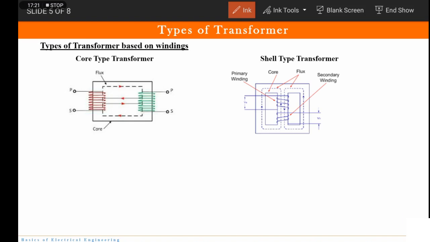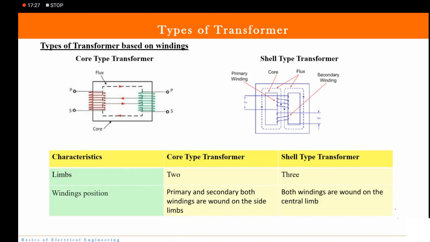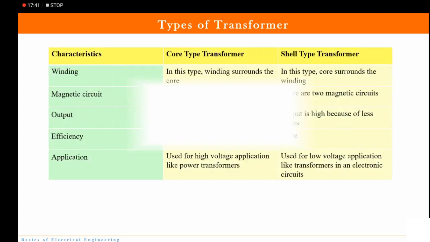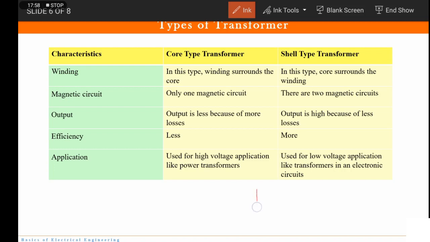So let us compare both types of transformer. If you talk about limbs, in core type transformer we have two limbs and here we have three limbs. Winding position: here they are wound on side limbs and this is wound on the central limb. Here the windings surround the core, here the core surrounds the winding, correct? And in core type transformer you have one magnetic circuit, and in shell type you have two magnetic circuits. Now how?